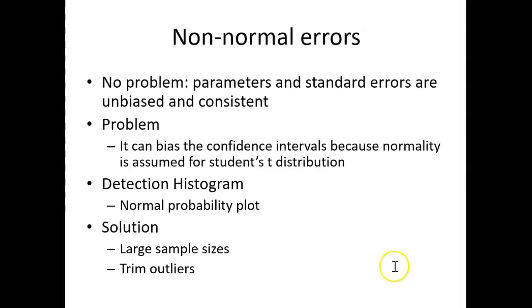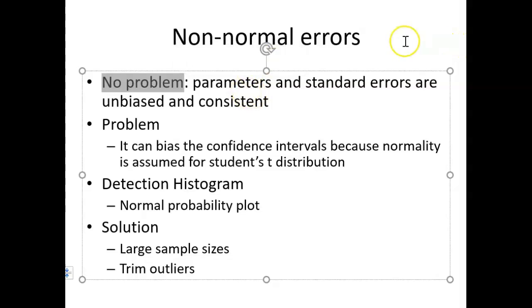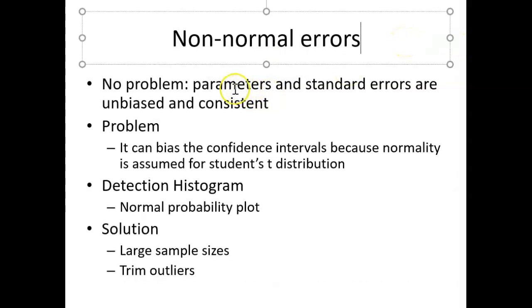Okay, so non-normal errors. There are two components to this. There's something that's not a problem: the parameters and standard errors are going to be unbiased and consistent. And that's the good news. The problem is that non-normal errors can bias your confidence intervals and your prediction intervals, because we're assuming normality for the t statistic, the t distribution that we're using to construct those confidence intervals.